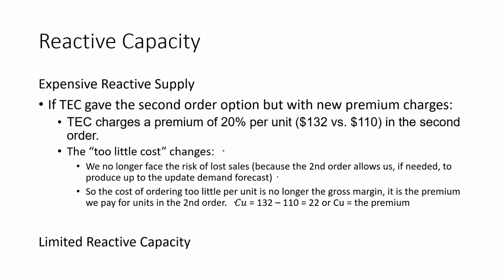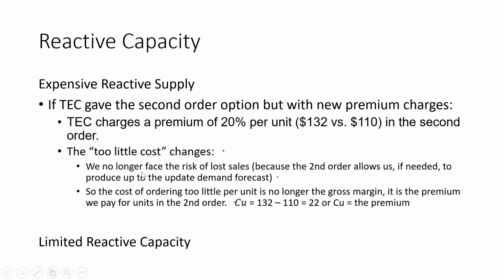But there's a trade-off. In the first order, you could have leftover inventory or lost sales, but the price is cheaper, or the cost is less. In the second order option, there are no lost sales or leftover inventory, but your cost is higher, in this example 132 versus 110. Okay, so this one shows on the slides: Tech has the second order option, but with a premium charge. Tech charges a premium of 20% per unit in the second order.